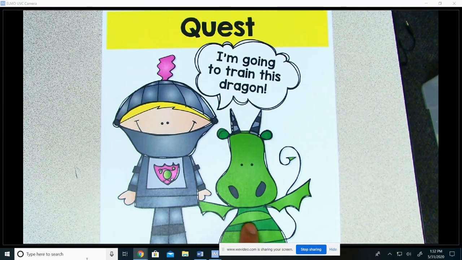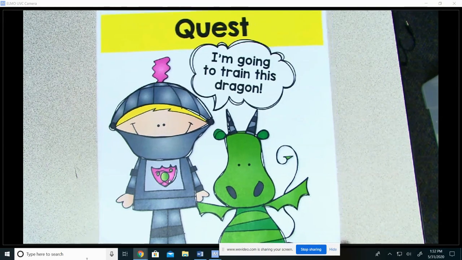What kind of things did he do to try to train his dragon? Did he train his dragon to fly? Did he train his dragon to breathe fire out? Did he train his dragon to hunt? And so at the end of the story, was he able to do it? So the story has to have a solution, boys and girls. Now let's look at the next one.